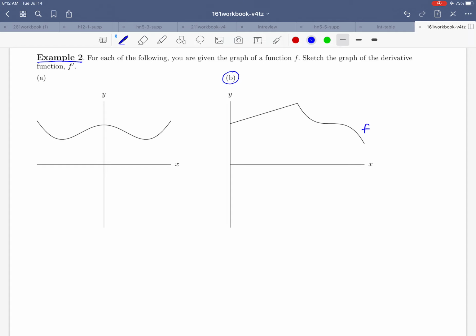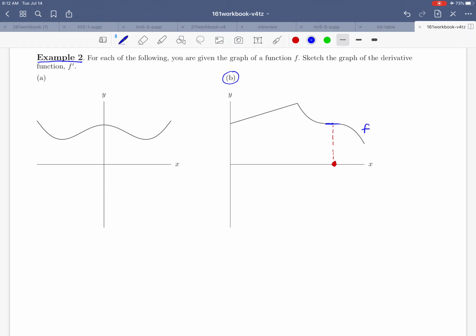We could start by asking, are there any places on the graph of f where the slope looks like it's 0? As I look left to right, I really only see one point where our graph is pretty flat and horizontal, maybe right there. Because the slope is 0 at that point, the y value of our derivative has to be 0 there. So it gives us a starting point, one point that's on this derivative graph that we're going to draw.